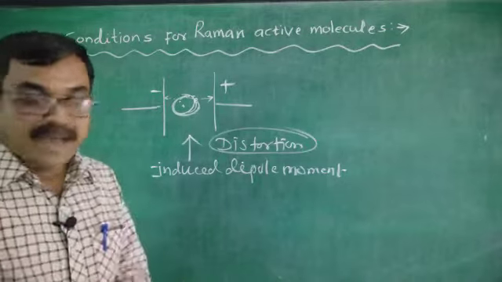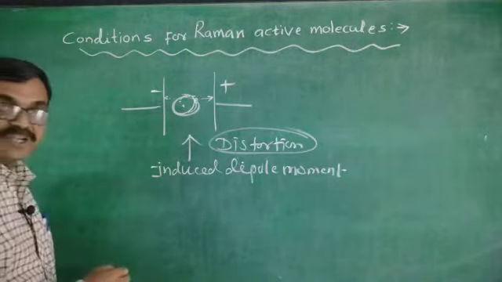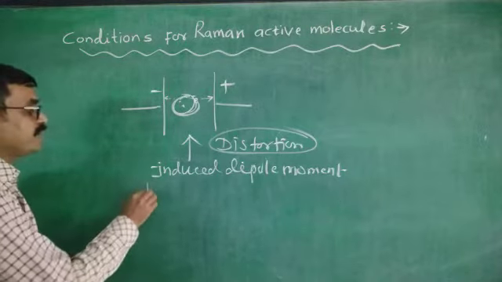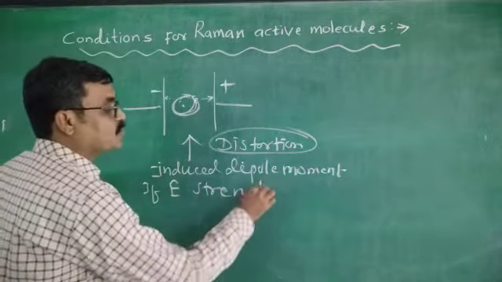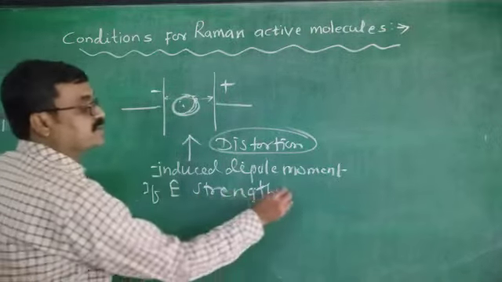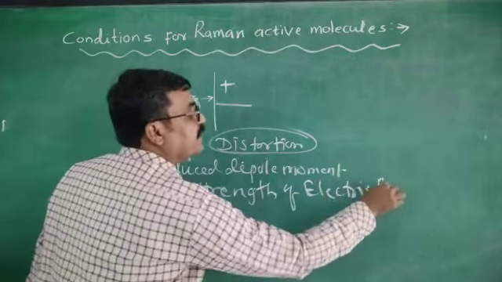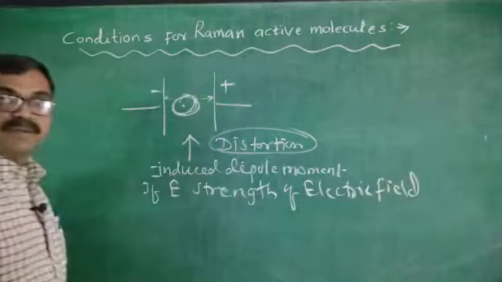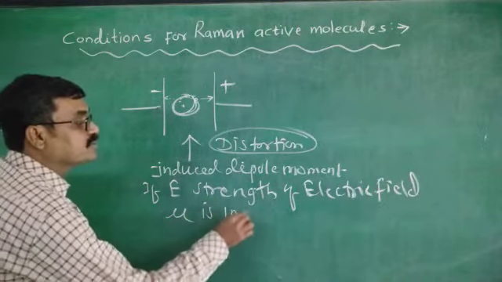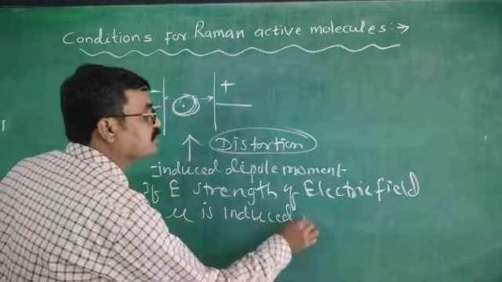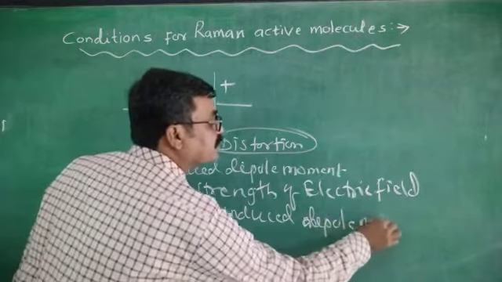Are you getting clear? Now, during this polarization, what happens? If E is the strength of the electric field, suppose this electric field is applied, the strength of the electric field is E, and suppose μ is the induced dipole moment. What is there? It will be the induced dipole moment.